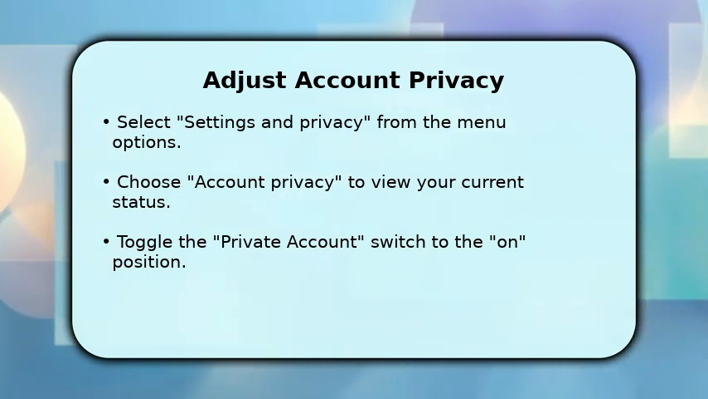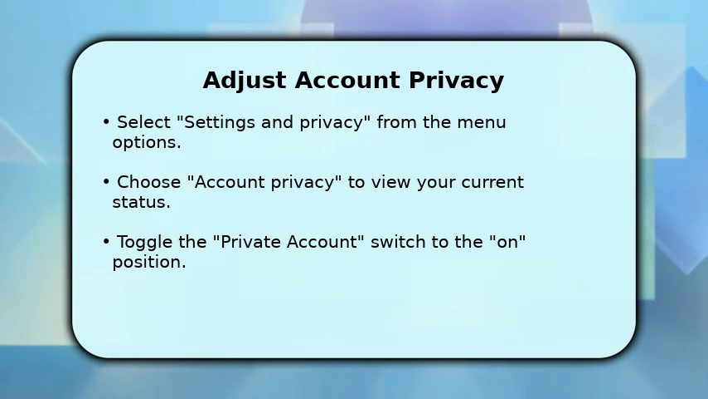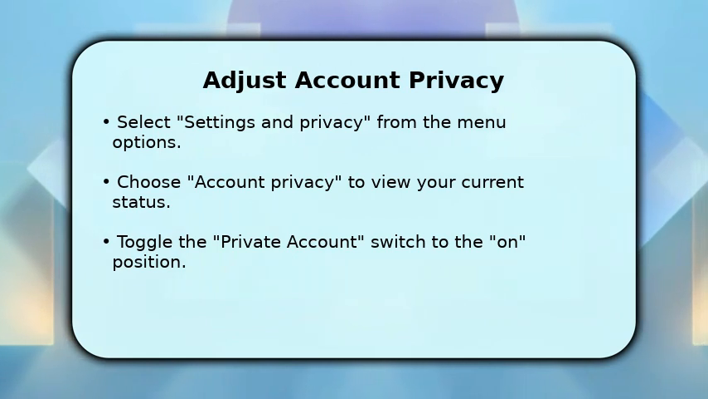Here, you'll see a toggle switch labeled Private Account. Simply tap this switch to turn it on. This action immediately makes your account private, meaning only approved followers can see your content and follower list.